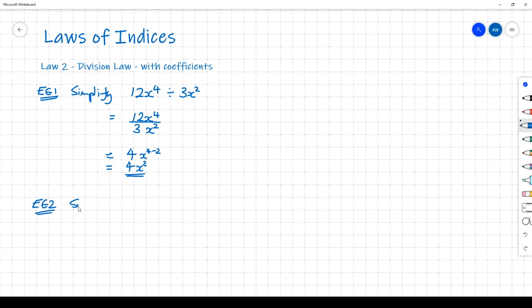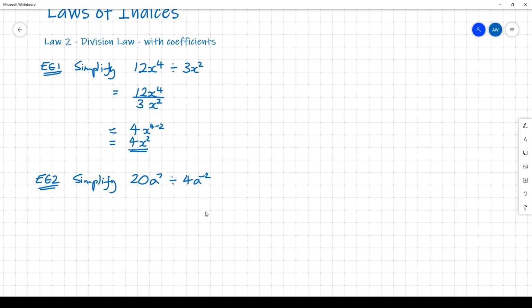Okay, simplify 20a to the power 7 divided by 4a to the minus 2. Now, I deliberately picked an example here where one of the powers is negative, or one of the indices is negative. Okay, so like I did just now, I'm going to put my pen up so I can move the page up a bit.